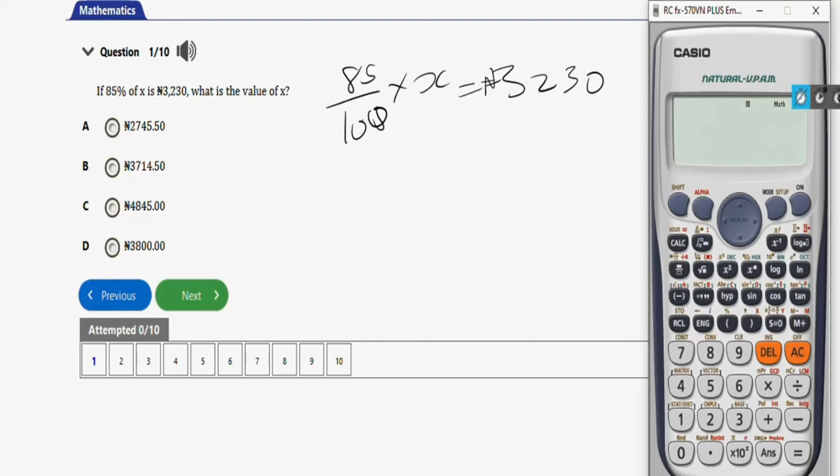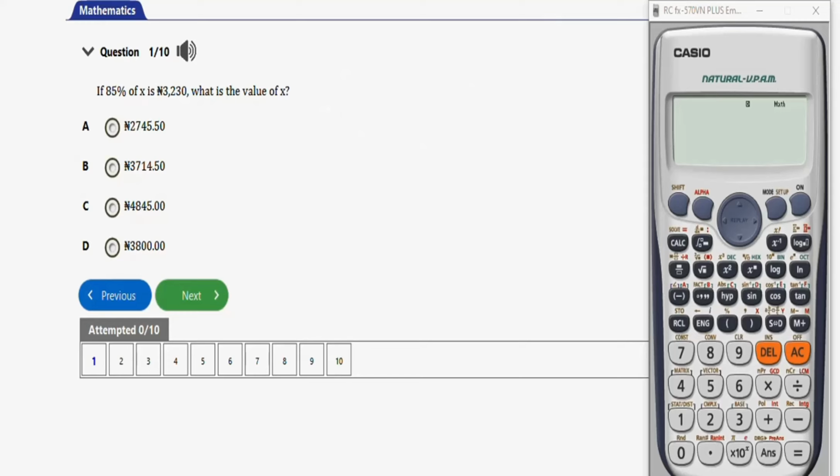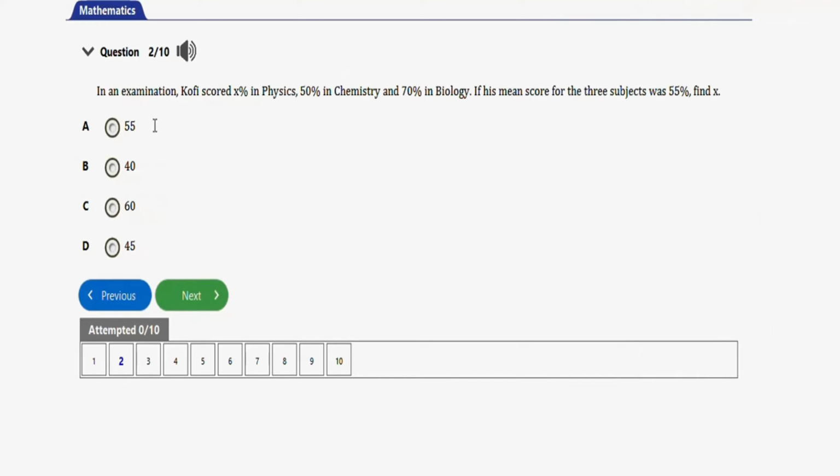Let's solve the next repeated question. Let's write this, guys. Okay, so the next question will be this one. It says, in an examination, Kofi scored x percent, 50 percent, and 70 percent for physics, chemistry, and biology. If his mean score for the 3 subjects was 55%, find x. Okay, this is very simple. Let's bring the calculator now and solve this.